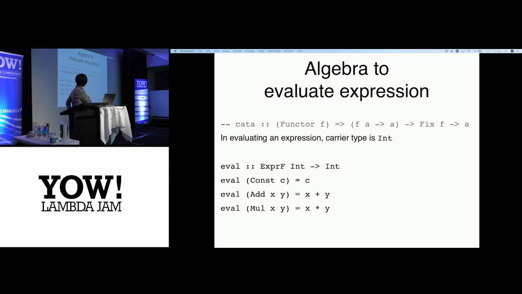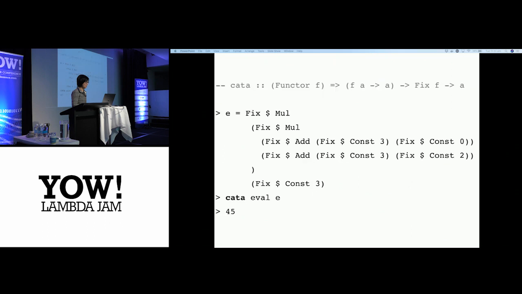Just constant and plus and multiplication. And now is how to use it. First I need to prepare the expression, which is in the Fix of F, the recursive data structure. And then we call the cata, and then pass in the algebra, which is the evaluate function I defined before, and then it returns the same thing.